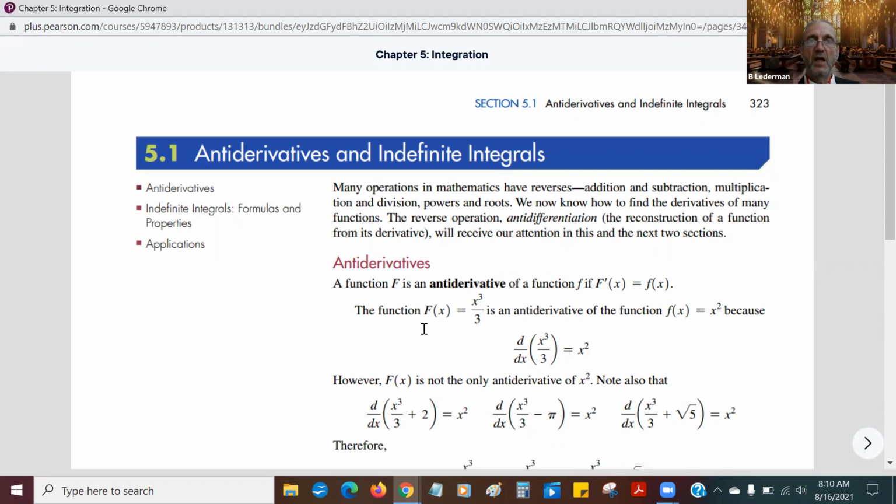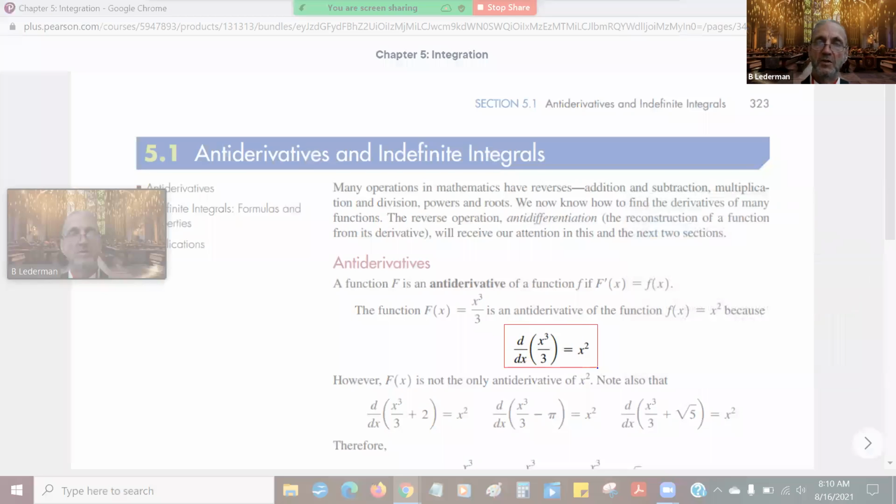So the function F of x equals x cubed over 3 is an antiderivative of the function x squared. Interesting. Why is that? Because if I take the derivative of x cubed over 3, I get just plain x squared. Why is that? Because when I take the derivative of the top, I wind up getting 3. Actually, let me just show you why this is true.